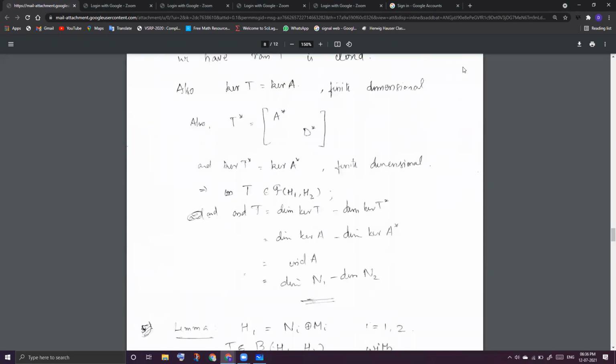So kernel T is equal to kernel of A. And similarly, T star is going to be this matrix, A star times B star. And kernel T star is going to be kernel of A star. So for a Fredholm operator T, the kernel of A star is also finite dimensional because kernel of A star is contained in N2, and kernel of A is finite dimensional because it is contained in N1.